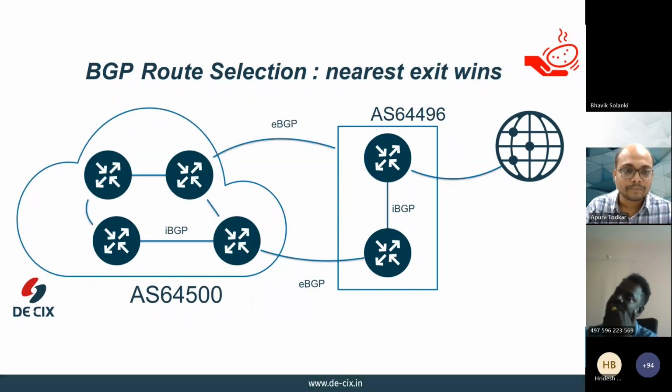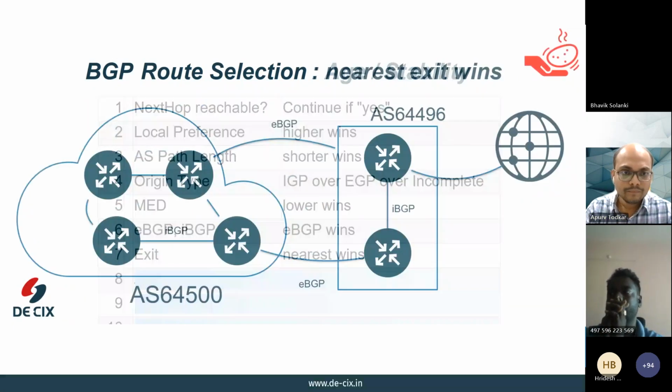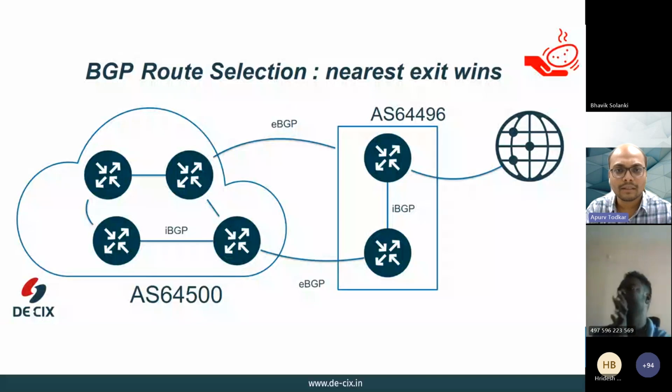One more case on BGP route selection of the nearest exit. If we add more routers to this scenario, BGP continues to prioritize the nearest exit for the traffic. For example, the top router will send the traffic through the top connection, while the bottom router will send the traffic through the bottom connection. This approach ensures that the nearest exit is chosen, minimizing the internal routing of the traffic within the network.